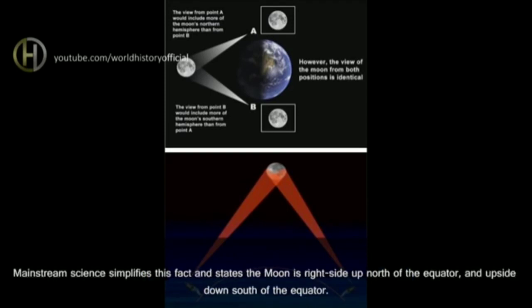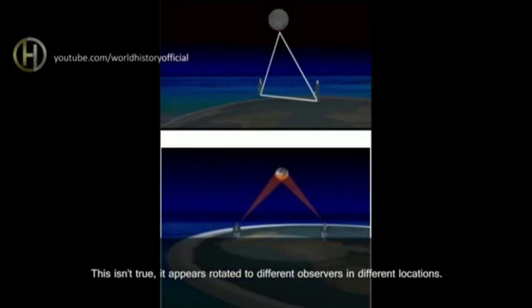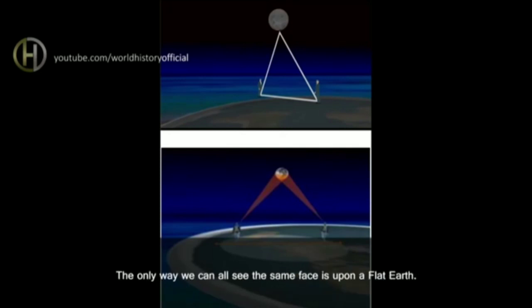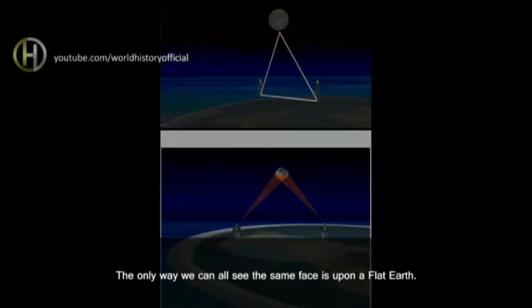Mainstream science simplifies this fact and states the moon is right side up north of the equator, and upside down south of the equator. This isn't true. It appears rotated to different observers in different locations. If the Earth and Moon were both balls, then humans at the far north would see a different face of the moon than those in the far south, with some overlap. The only way we can all see the same face is upon a flat Earth.